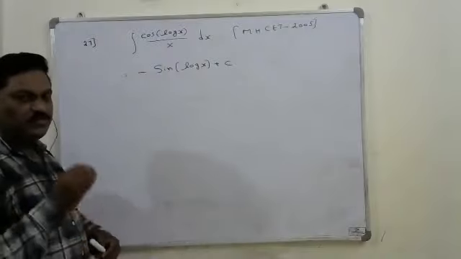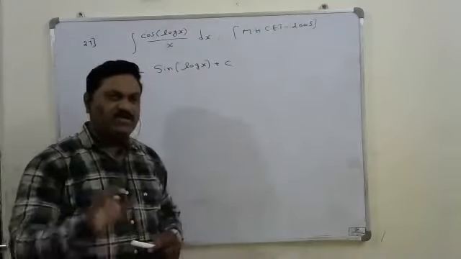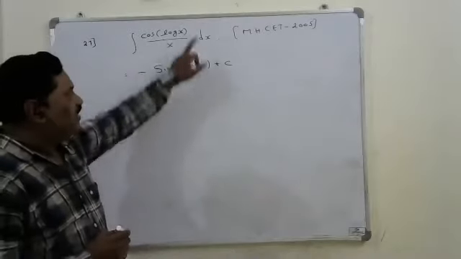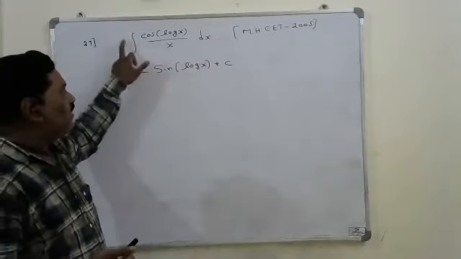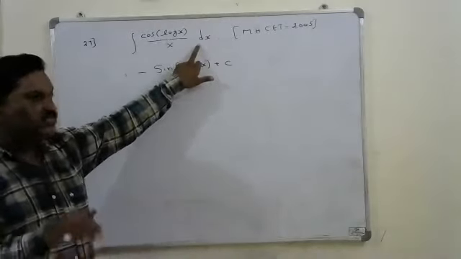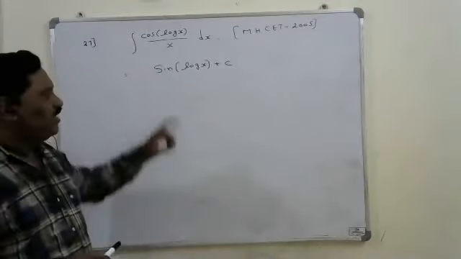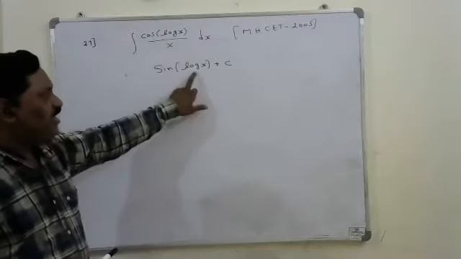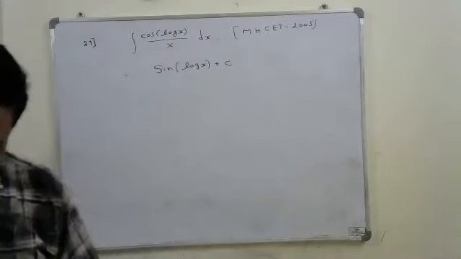So here the substitution is that we have to take log x equal to t. The derivative of log x is 1 by x dx, exactly that is there here, 1 by x dx. So if you take the substitution, the problem becomes integral cos t dt. Integral cos t is sin t, sorry, plus. That's why the answer is sin of log x plus c. Directly you can write it in one step.